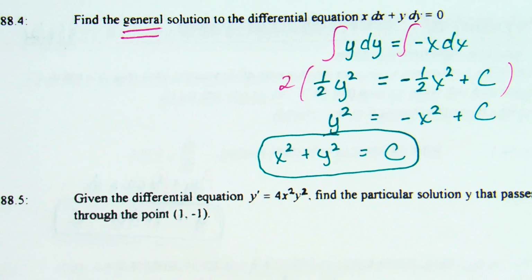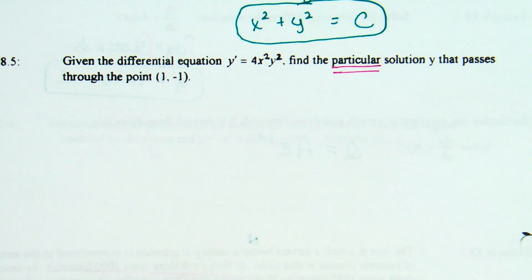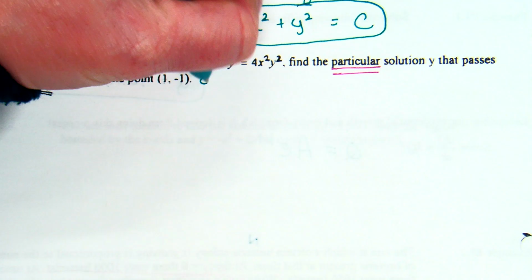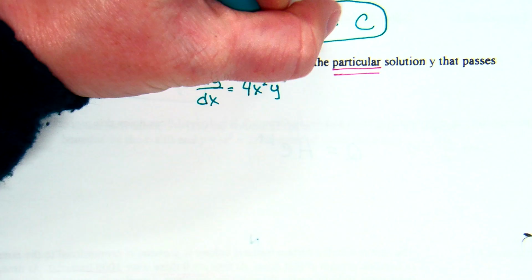Okay. Example 5. Given the differential equation y prime equals 4x squared y squared, this time we want the particular solution y that passes through the point (1, -1). Meaning, we're not going to stop with a plus c in the problem. So, what do you know about y prime? Another way to write that is dy over dx equals 4x squared y squared. What's your starting point here besides that?